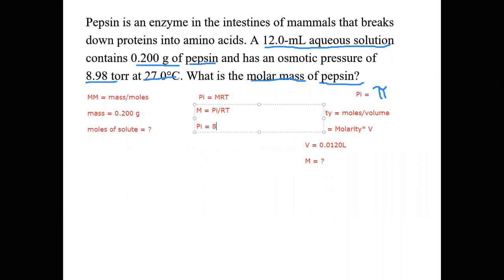Do we know pi, the osmotic pressure? Yes, 8.98 torr. Do we know R? Yes, 0.0821. Do we know temperature? Yes, 27.0 degrees C. But before we plug and chug, we have to convert torr to atmospheres, so we divide by 760.